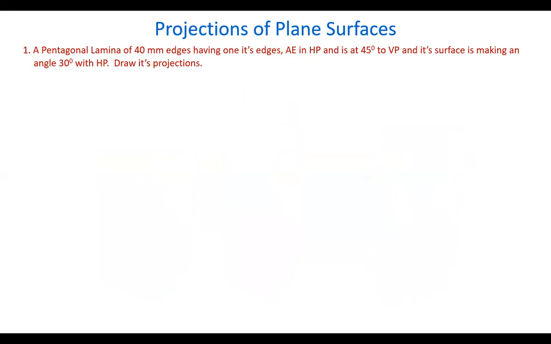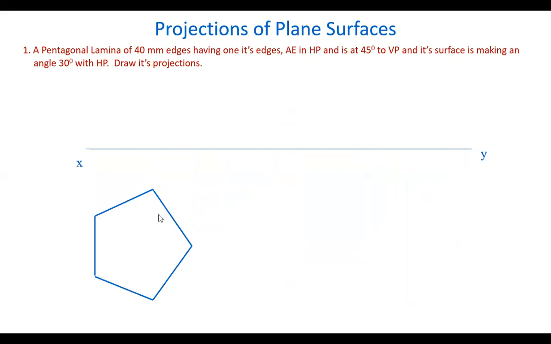So initially we have to take the plane in the horizontal plane like this. That is, we have one of its edges AE in the HP. That's why we have to take the plane in the horizontal plane, and its surface is making an angle with HP. That's why the plane must be taken in the horizontal plane. Okay. So draw the plane here like this.